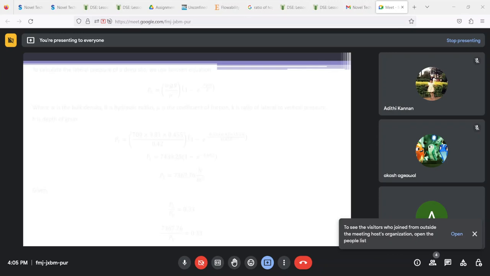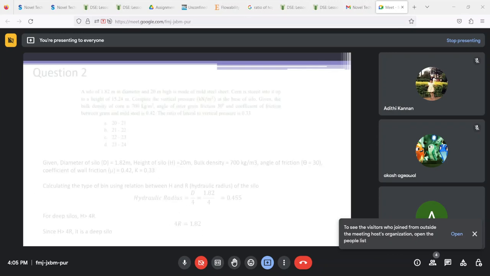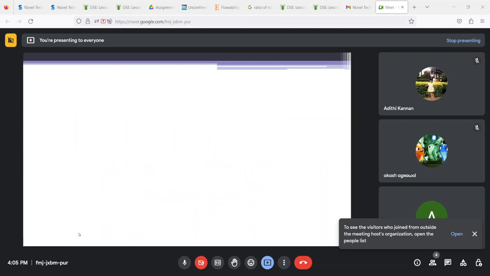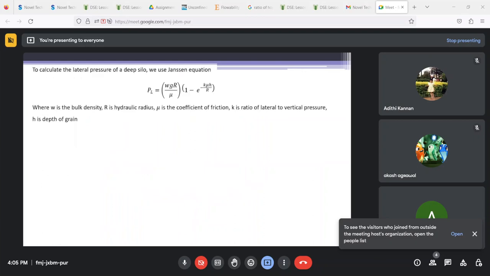So just to give a recap, we calculate the hydraulic radius as d by 4. We compare the H and R to figure out what kind of a silo we are dealing with. In this case, it is a deep silo. Janssen equation is used for a deep silo. That is the only equation that is used for a deep silo, where you have frictional effects also coming in.